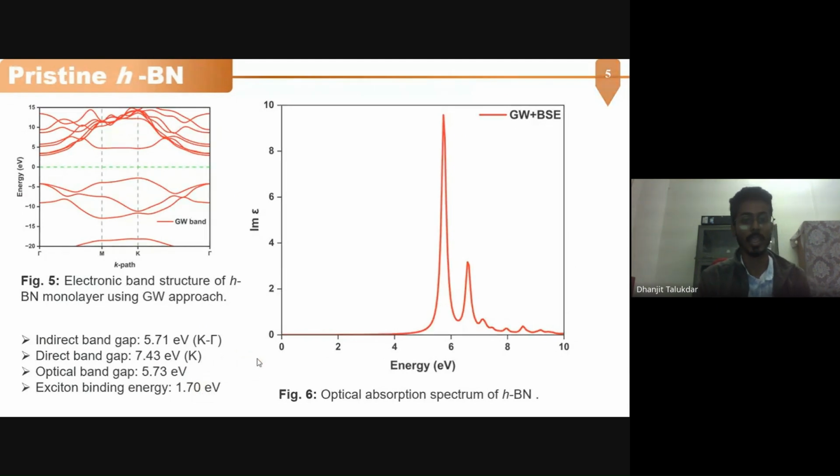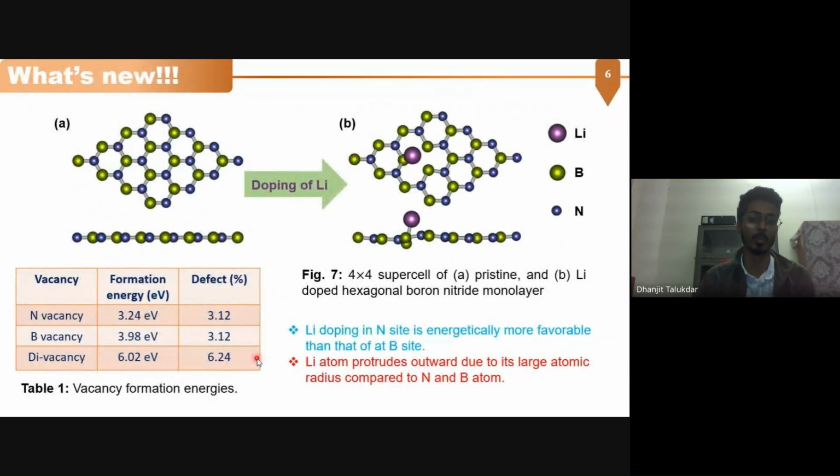So what we have done in this particular work is we have doped lithium into this particular system. We can dope the lithium in two sites, one is the nitrogen site, one is the boron site. We have seen that when we dope the lithium into the nitrogen site, it is energetically more favorable. In addition, the vacancy formation energy for nitrogen is also less as compared to the boron vacancy formation energy. So in our further studies, we will be studying the lithium doped system in hexagonal boron nitride, substituted by replacing a nitrogen atom.